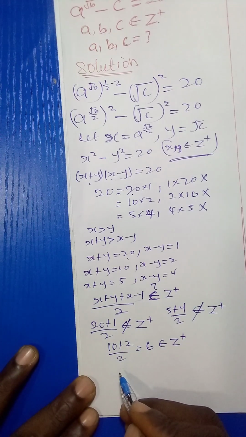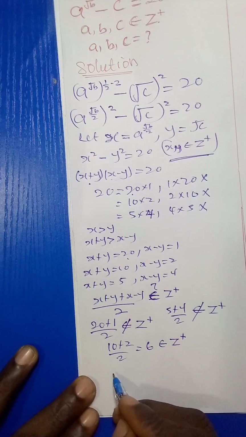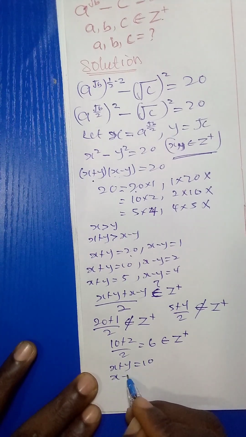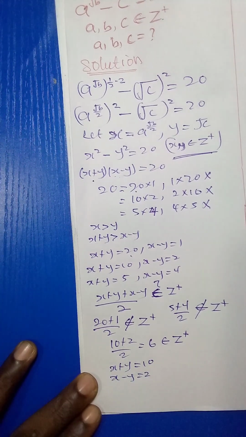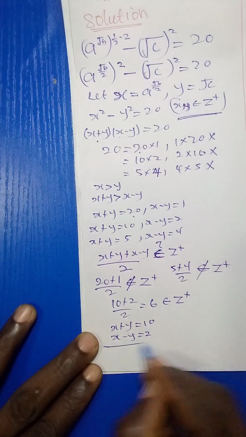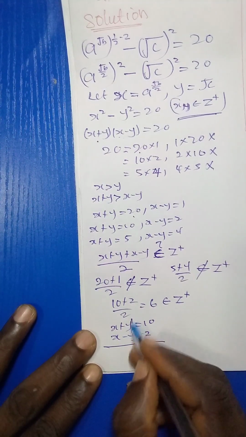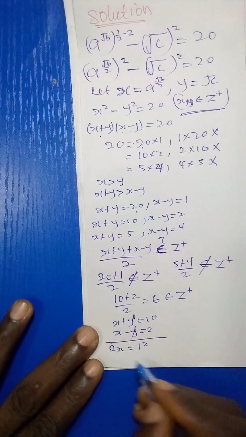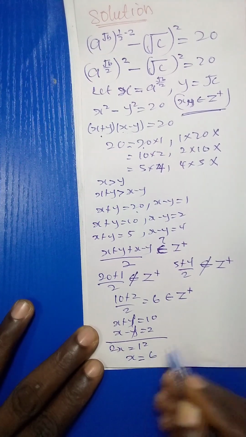That means that we are going to solve this equation using x plus y is equal to 10, then x minus y is equal to 2. If we add the equations together, this and this will cancel out, giving us 2x is equal to 12, and so x is equal to 6.